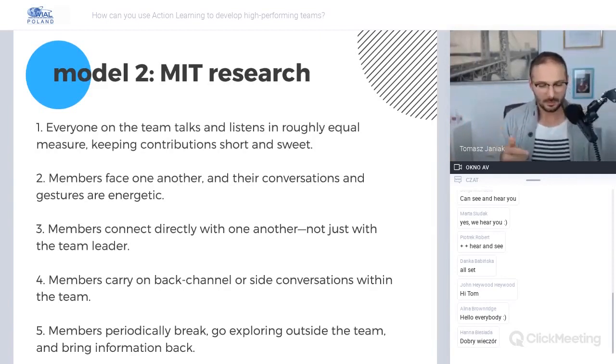Number three, members connect directly with one another, not just with the team leader. People talk to each other in different directions. They don't talk to one person only.